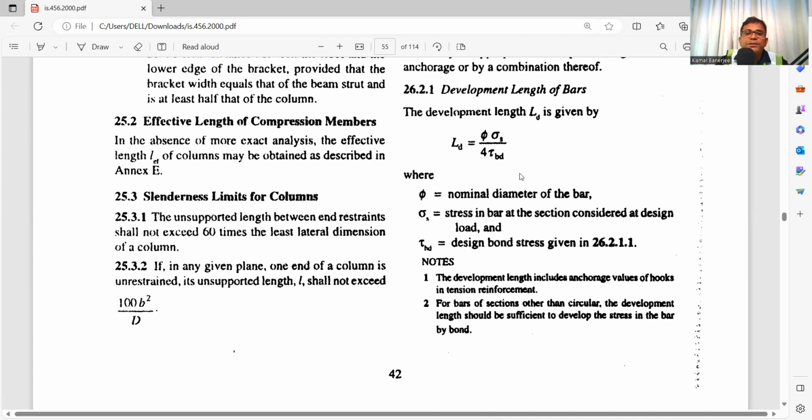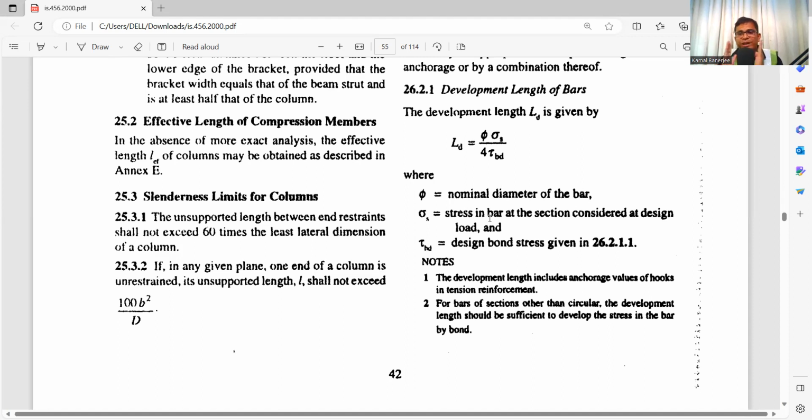Now, phi is the nominal diameter of the bar. That means if the beam reinforcement is 20 diameter and it is inserted into the column, the bar phi will be 20. Then sigma s is the stress in the bar at the section considered at design load. See, Fe 415, Fe 500, Fe 550, it is mentioned in the drawing. So these are the stresses for the steel bar, that is 415, which is considered in the design.